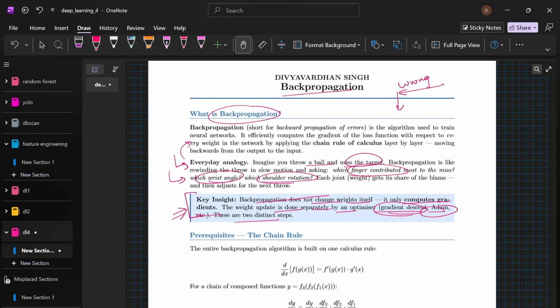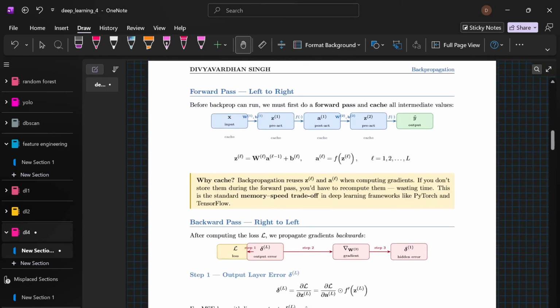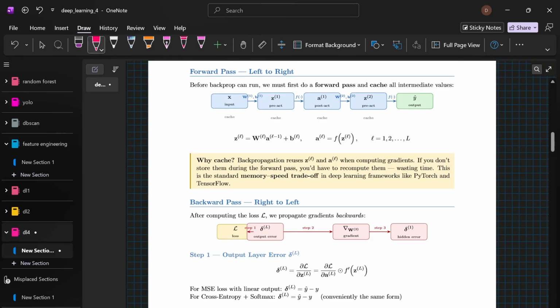Okay, moving forward to the next step, we can see how it actually works. It is divided into two phases. Phase 1, the forward pass, and phase 2, the backward pass. So in phase 1, data enters the network from the left side, the input layer. It travels through each layer one by one.